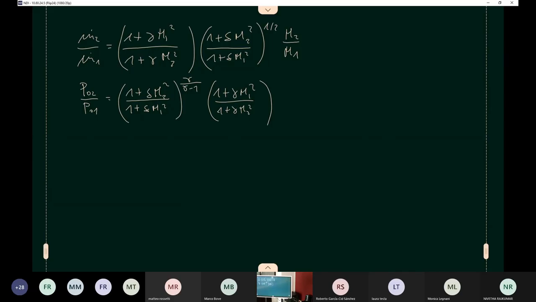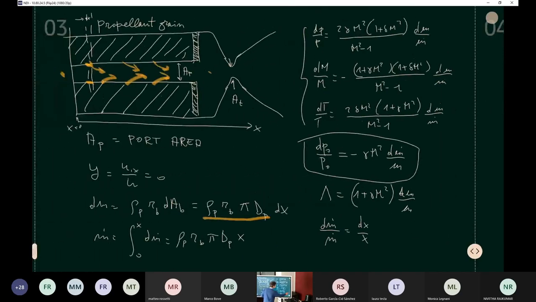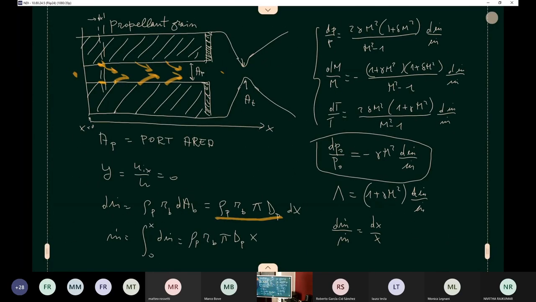So we have total entropy, which is constant, and total temperature, which is constant, with the mass flow rate value directly related to x. Here we identify and name this as the head end, and this position here as the aft end of our rocket. So we use a subscript H here and a subscript A here.